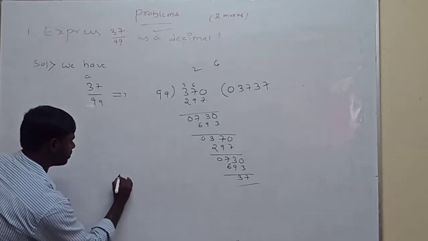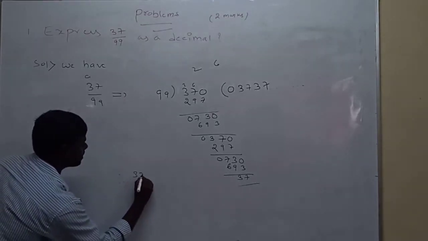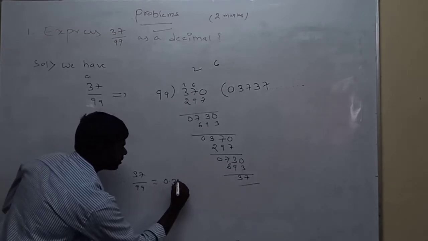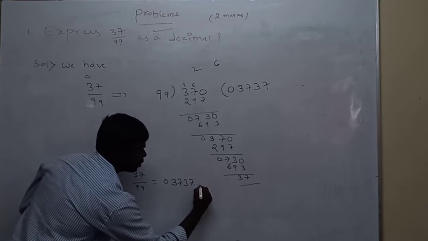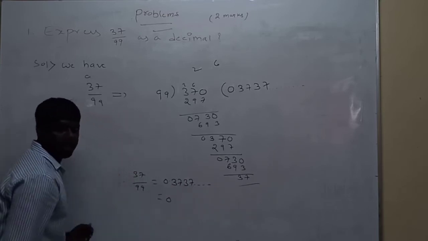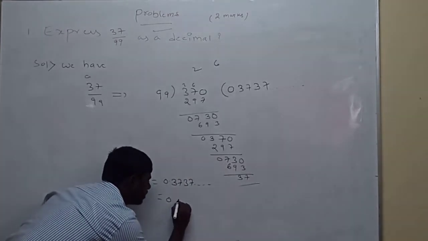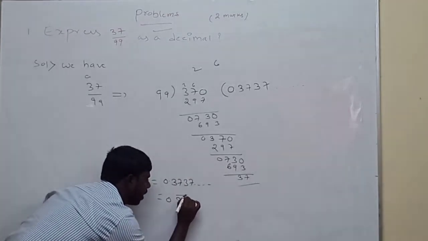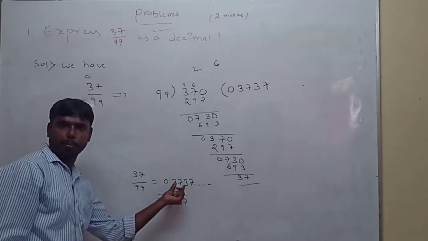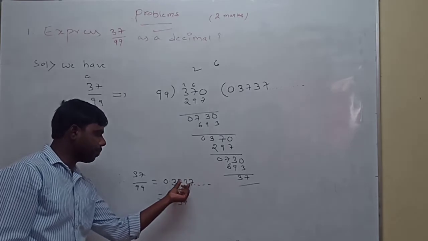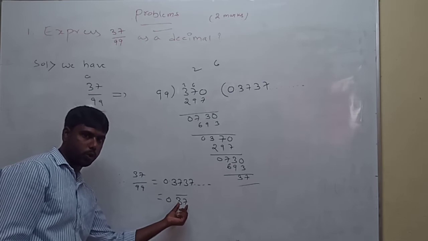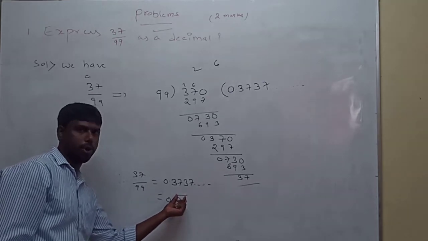Finally you can write the answer: 37 by 99 is equal to 0.3737, and so on. This can be written as 0.37 repeated many times. That's why we put the bar on 37. Putting the bar means these two numbers repeat many times. That's why the repeating numbers should be written. So which numbers repeat? The two numbers repeat, so put the bar on the two numbers.